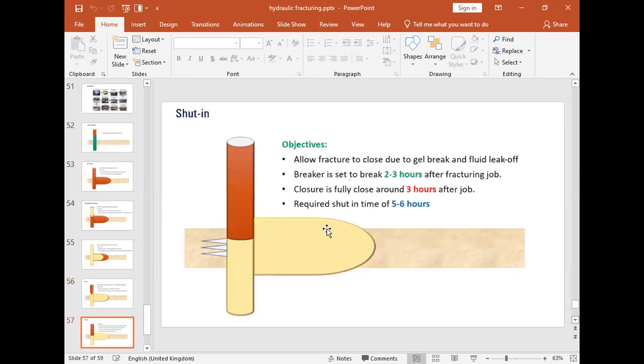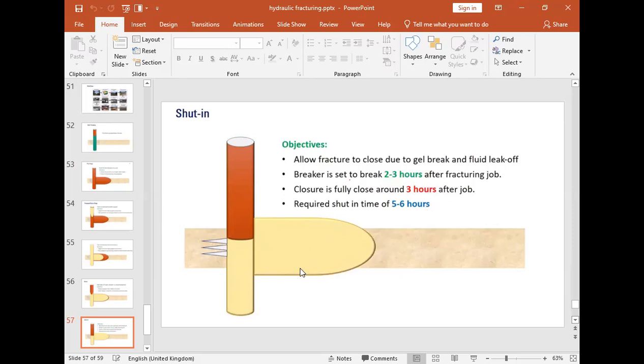All right. After our flushing stage, we now have to shut in the well. You have to shut in the well for some time. And what is the objective? Allow fracture to close due to gel break and fluid leak-off. Breaker is set to break 2 to 3 hours after fracturing job. Closure is fully closed around 3 hours after the job. Required shut-in time is 5 to 6 hours.